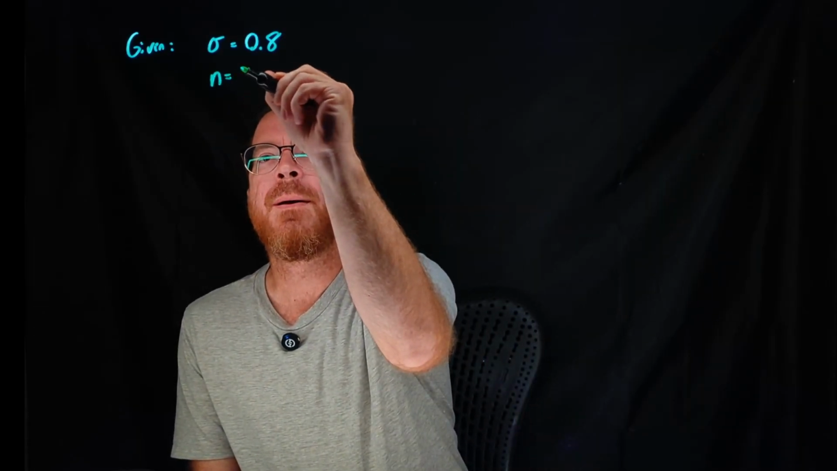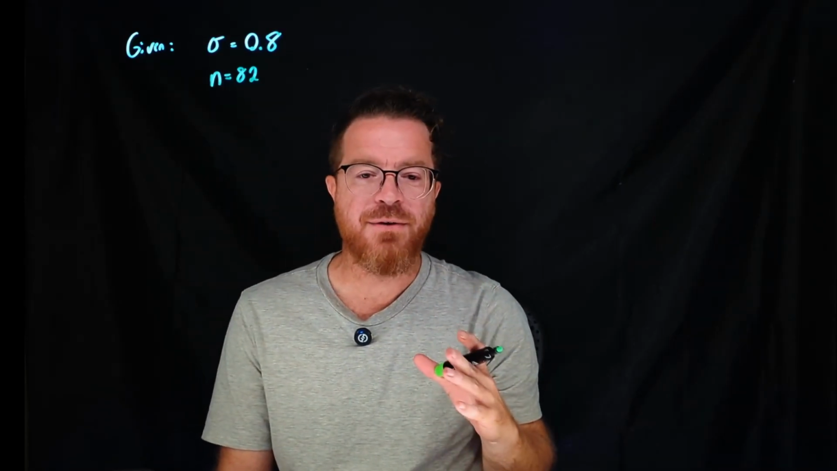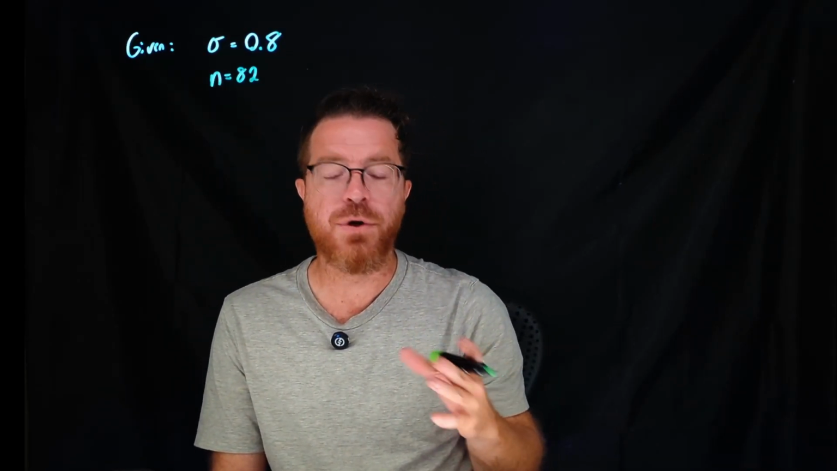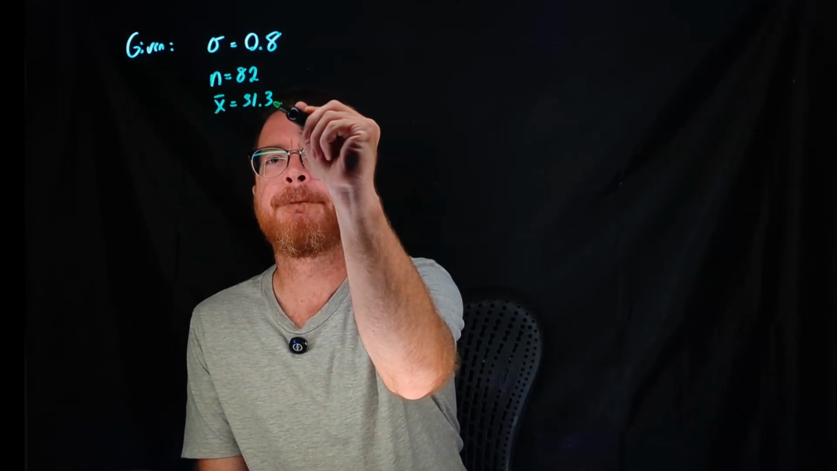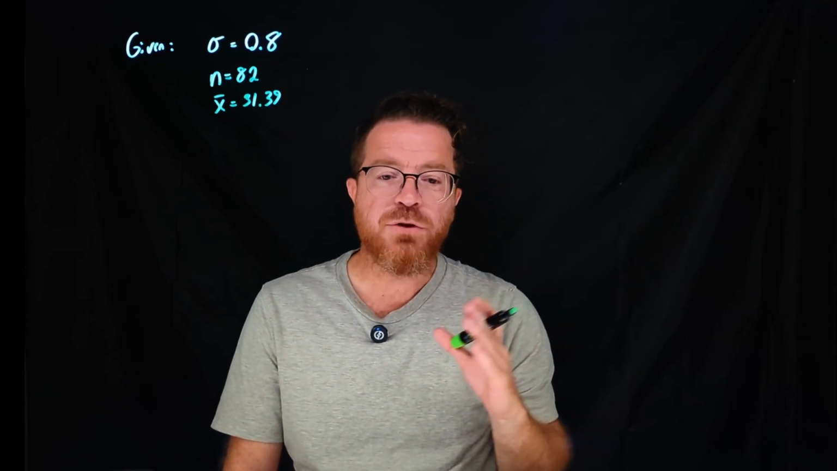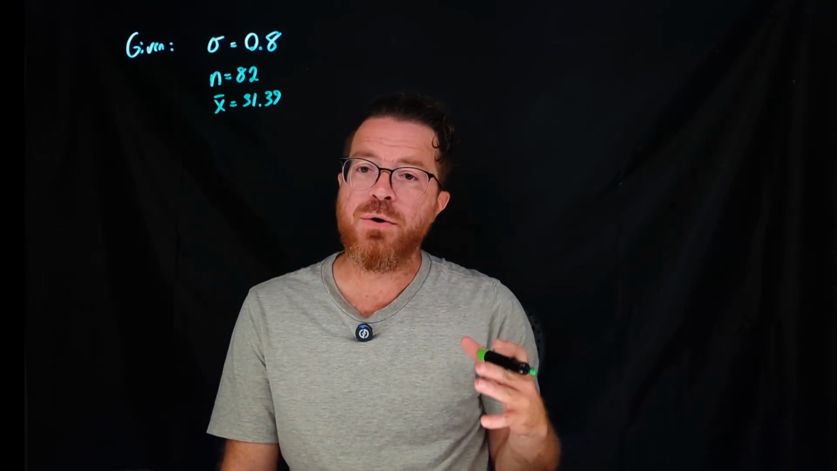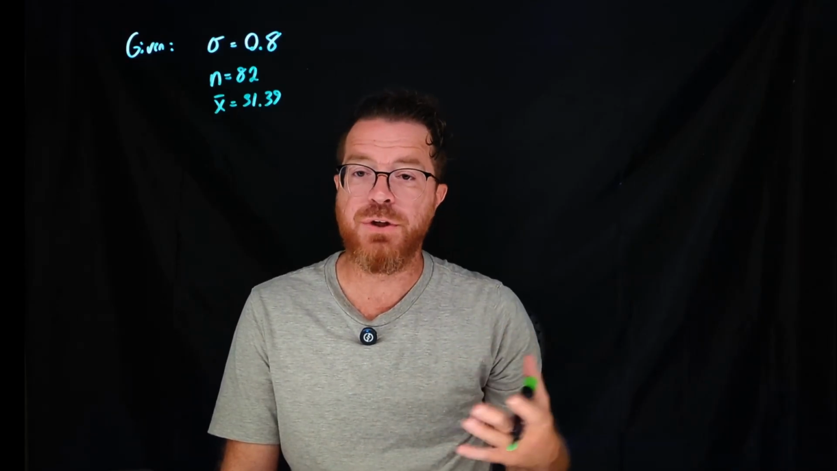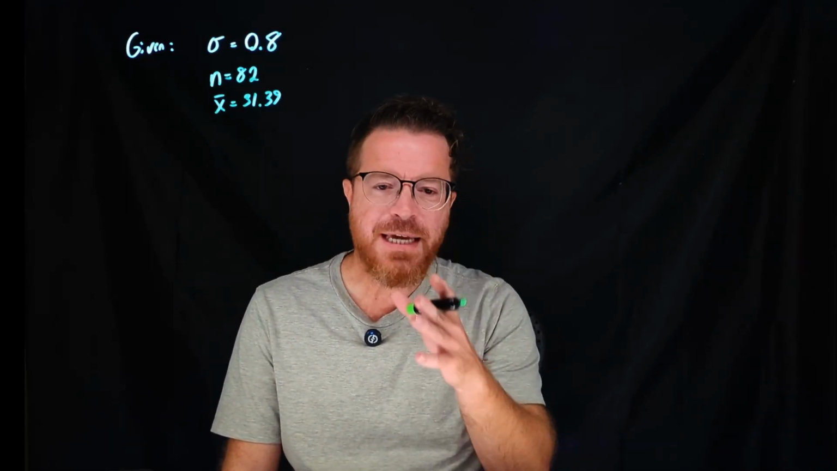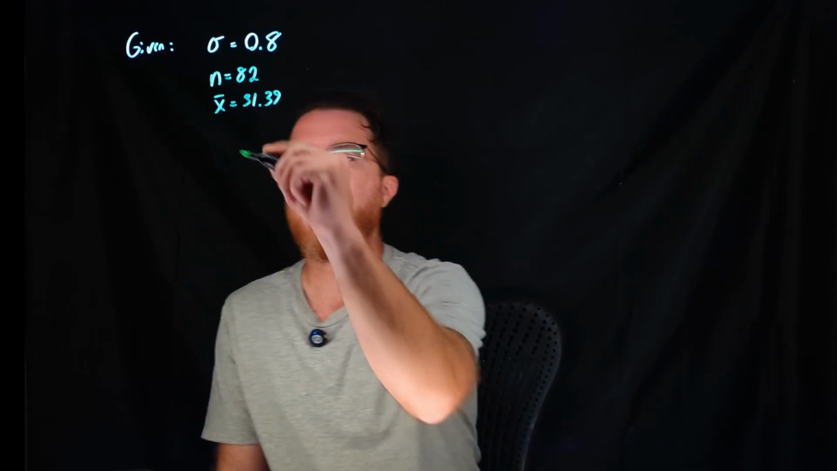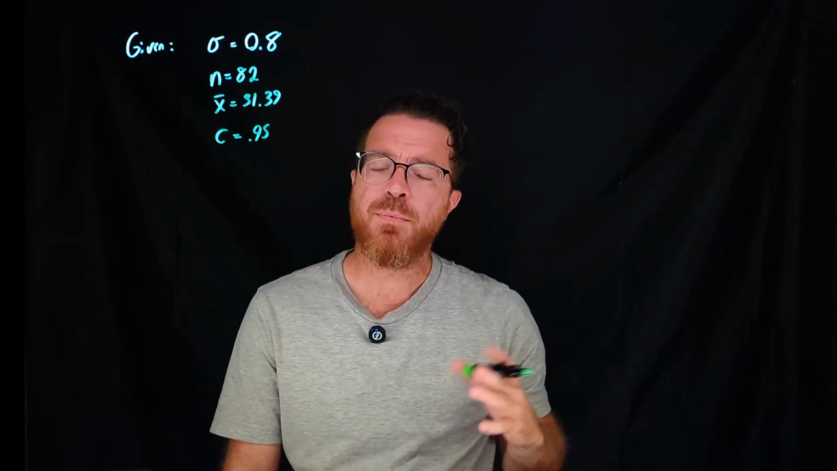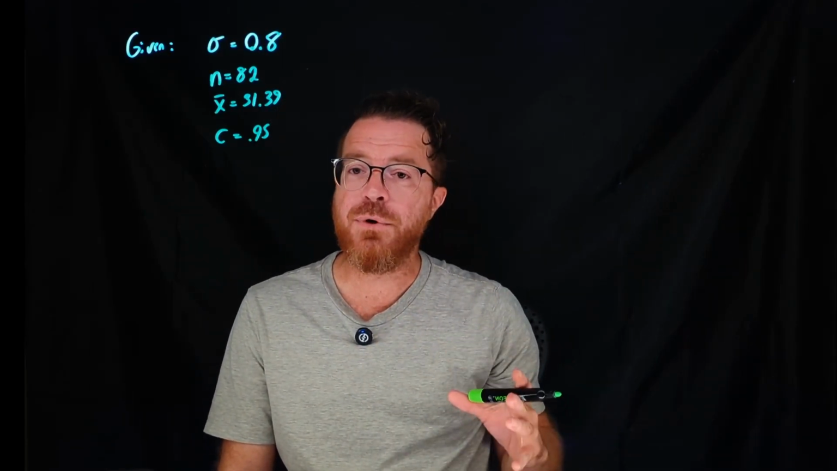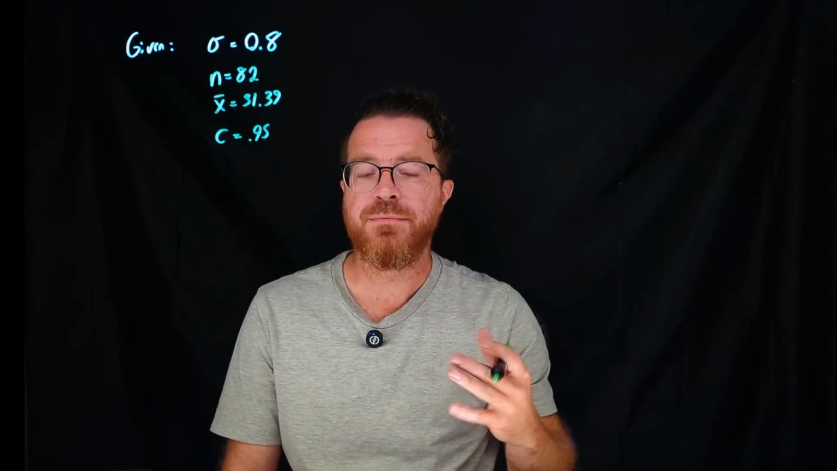So we have sigma equals 0.8. We have a sample size of n equals 82. And we have a sample mean, or x bar, of 31.39. Now, generally, with these kinds of problems, you are going to be given some confidence level that you want to use to find this confidence interval. In this case, it's a 95% confidence interval, so we have a C of 0.95. But if you ever encounter a problem where C is not given, the default would be 0.95.